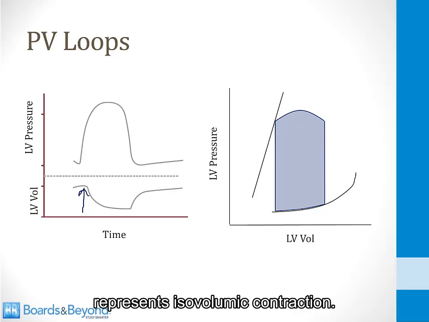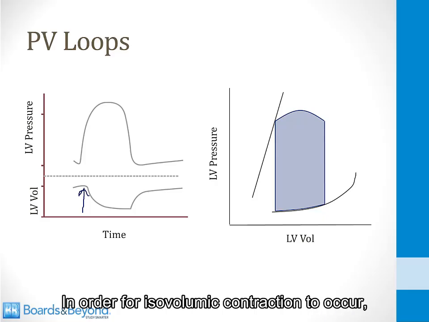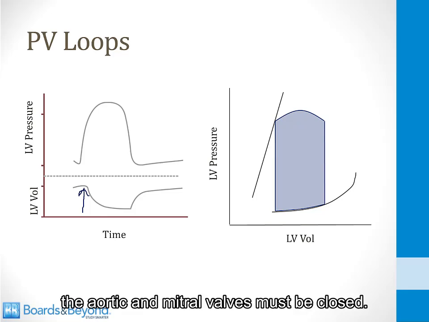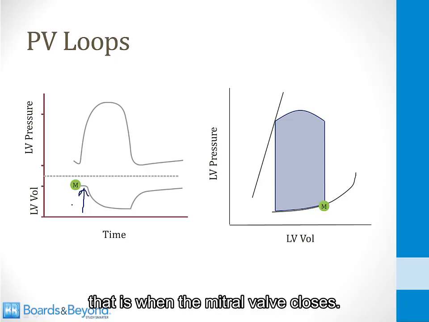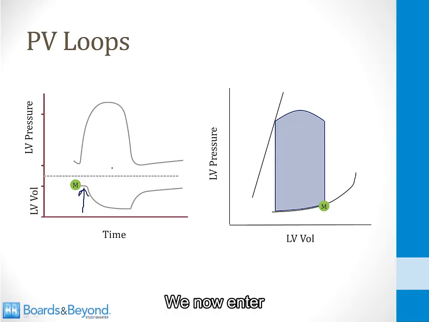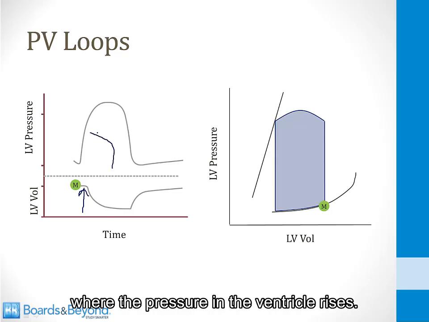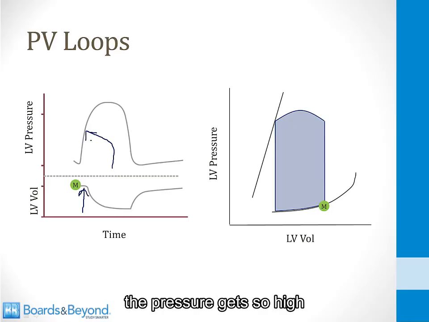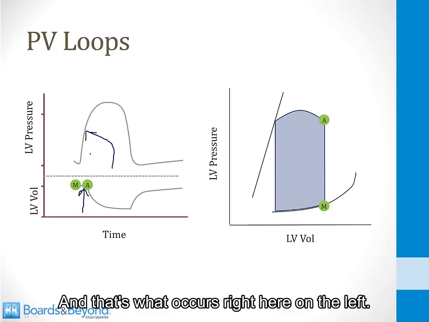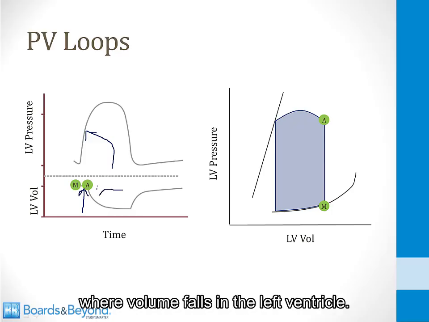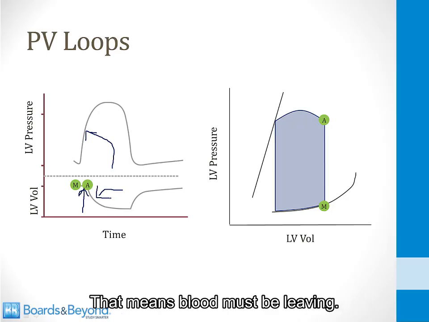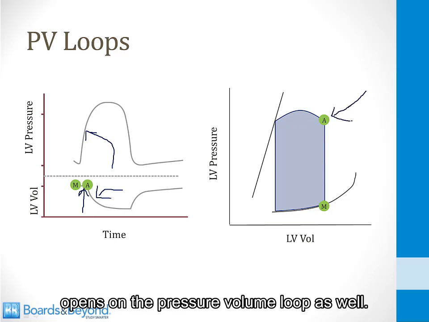curve represents isovolumic contraction. In order for isovolumic contraction to occur, the aortic and mitral valves must be closed. Therefore, at the beginning of isovolumic contraction, that is when the mitral valve closes. And I've denoted that on the left, and I've also denoted it on the right on the pressure volume loop. We now enter the period of isovolumic contraction where the pressure in the ventricle rises. At some point, the pressure gets so high that the aortic valve opens, and that's what occurs right here on the left. You know the aortic valve is opening because this is the beginning of the point where volume falls in the left ventricle. That means blood must be leaving, and therefore the aortic valve must be opened. And I've pointed where the aortic valve opens on the pressure volume loop as well.